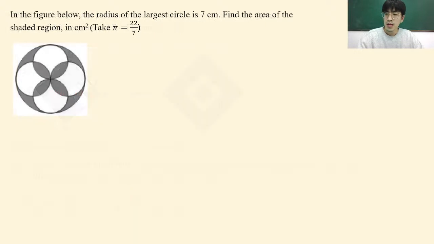Moving on, let us have a look at this problem where we have four small circles lying in a big circle. In the figure below, the radius of the largest circle, which is this large circle over here, is 7 centimeters. Now, can you find the area of the shadow region? So these are all the shadow regions, in centimeters squared. And you can take pi as 22/7.